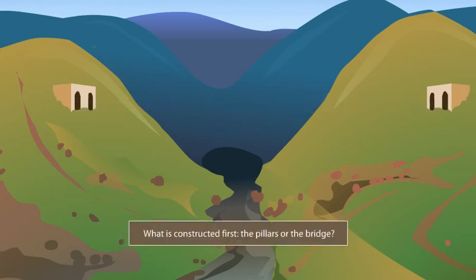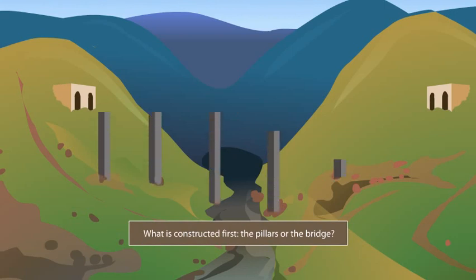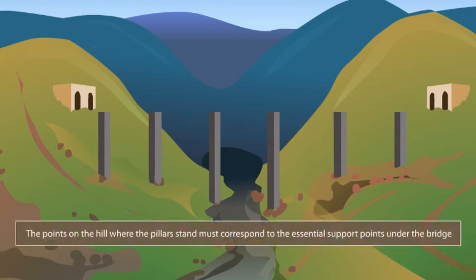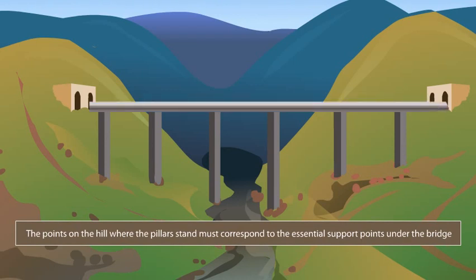But actually, what is constructed first? The pillars or the bridge? It is the pillars, correct? This means that the pillars must be constructed at certain points on the slopes, such that when they are raised to the height of the bridge, their tops become the bases which bear its weight at the essential support points.